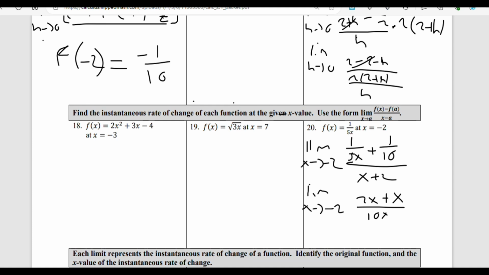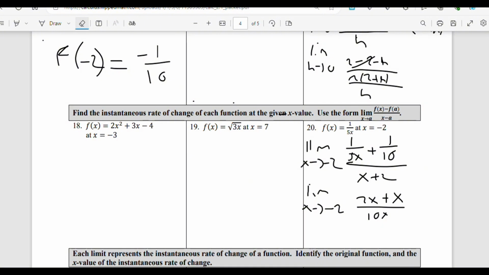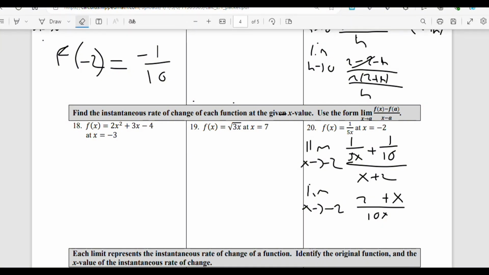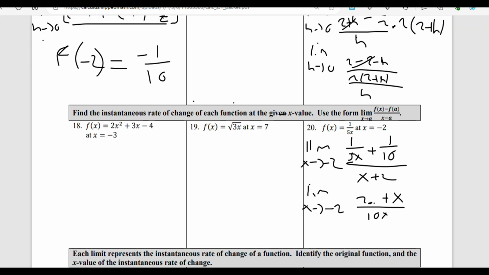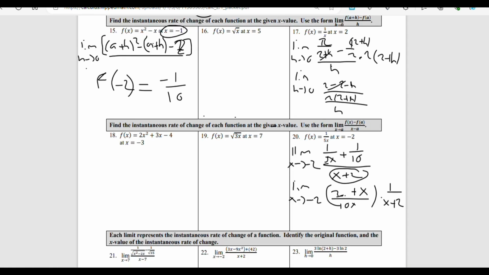Okay, so we have 2, sorry, messed up when I put that there. So it should be 2 plus x over 10x. Now, we want to multiply this by 1 over x plus 2, right? To make this simpler, we get 1 over 10x.